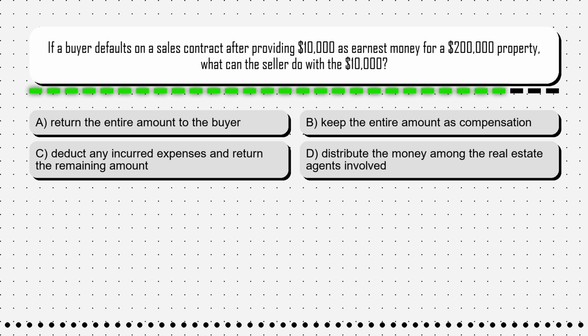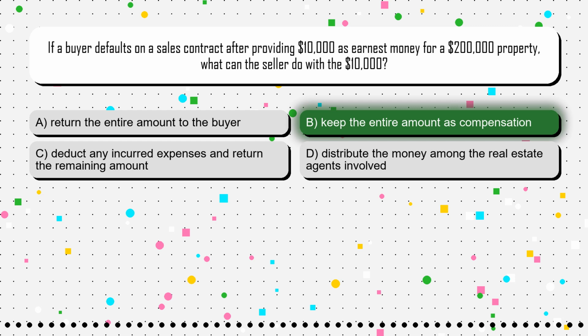If a buyer defaults on a sales contract after providing $10,000 as earnest money for a $200,000 property, what can the seller do with the $10,000? Option A, return the entire amount to the buyer. Option B, keep the entire amount as compensation. Option C, deduct any incurred expenses and return the remaining amount. Option D, distribute the money among the real estate agents involved.